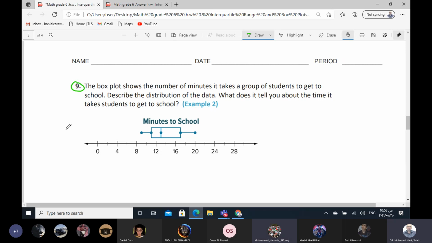Mr., I know the range. Yes. The range is 20 and 10. Okay, thank you, Muhammad. Continue. And the interquartile range? Okay, Khaled. And the Q3 is about 30. About 17, and Q1 is about 13. Okay, thank you, Khaled.